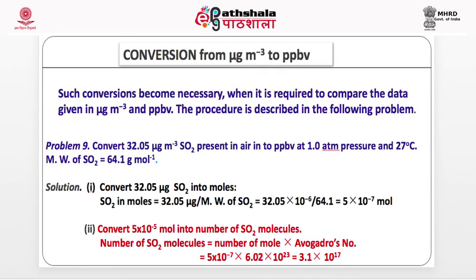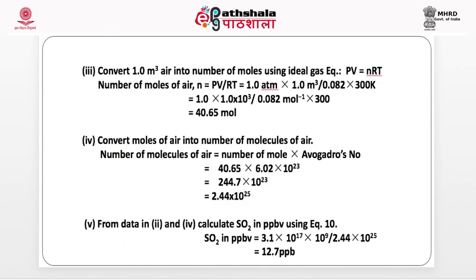Convert, for example, 32.05 microgram per meter cube of SO2 present in air into ppm at 1 atmosphere pressure and 27 degrees. This has to be converted. SO2 in moles equals mass divided by molecular weight. Then convert this into the number of SO2 molecules. How will you convert to number of molecules? By multiplying by Avogadro's number. Next, convert 1 meter cube of air into the number of moles using the ideal gas equation, PV equal to nRT. This conversion is slightly involved.